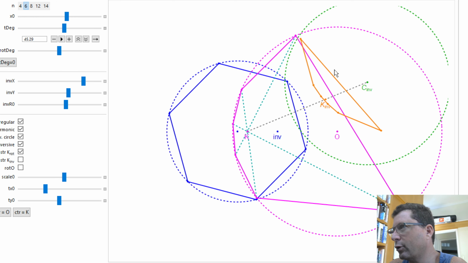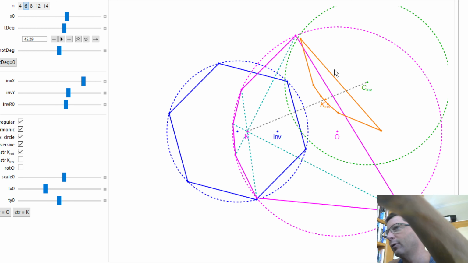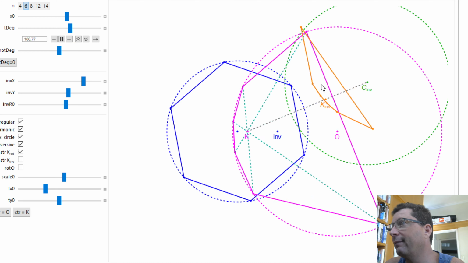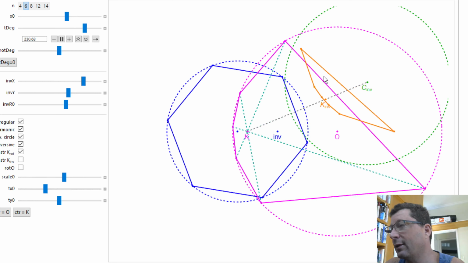Therefore, it too is associated. No, the composition of two inversions is an inversion. So it too is also associated with another regular polygon, which is not shown here. And you can argue that this new family here, this orange family, is also a family of harmonic polygons. So this family is also going to be inscribed in a circle.